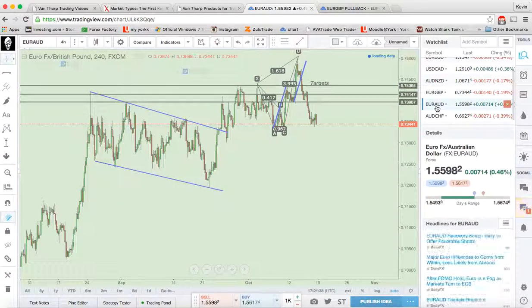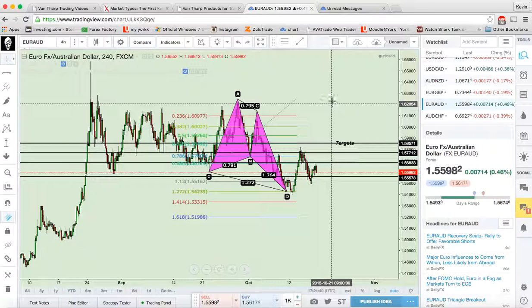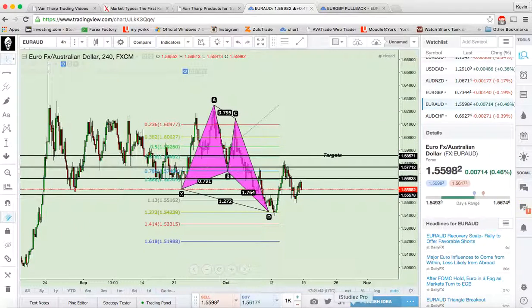For Euro AUD, I also posted this trade. This was a pretty simple trade for me, I would say. Just a butterfly pattern, 1.272. So I took this trade, I believe around here the price made another low, and then from that point it went straight up. It's all green candles pretty much.